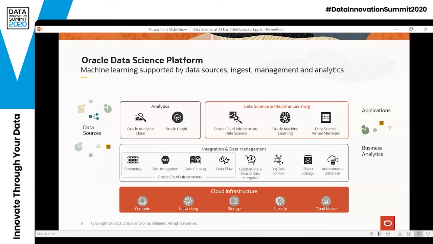So it is a complete teamwork, and with Oracle Data Science Platform, we try to make all these pillars work together with the services that they would prefer.